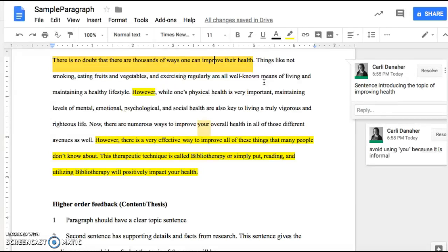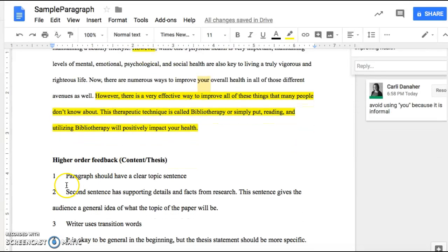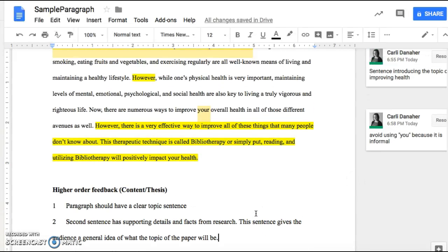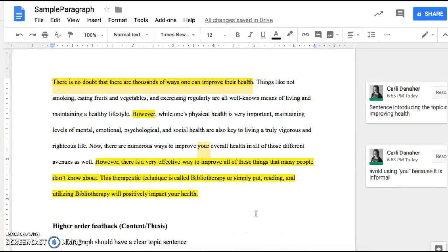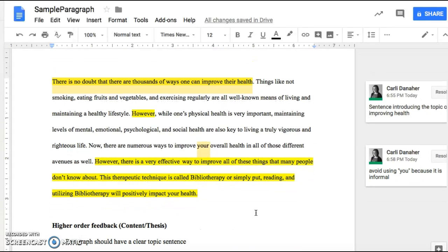Now the next sentence says, things like not smoking, eating fruits and vegetables, and exercising regularly are well-known means of living and maintaining a healthy lifestyle. So under my list of higher order feedback for number 2, I wrote the second sentence has supporting details and facts from research. This sentence gives the audience a general idea of what the topic of the paper will be. So after you do your research, you want to make sure that the introduction paragraph has supporting details and facts from the research.